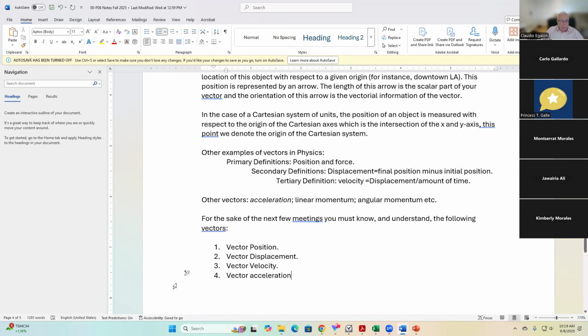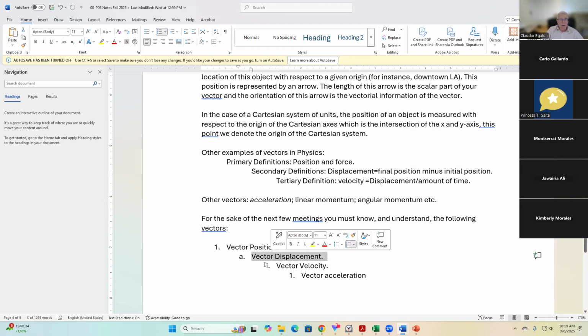And the way I like to display those ideas is by listing them one below the other, just to emphasize the fact that this vector depends on this one, that this vector depends on this one as well, and this vector depends on this other vector plus something else, okay? Those are the 4 important vectors that you must have a clear idea of for the next few meetings. And then we're going to get into more vectors than that.